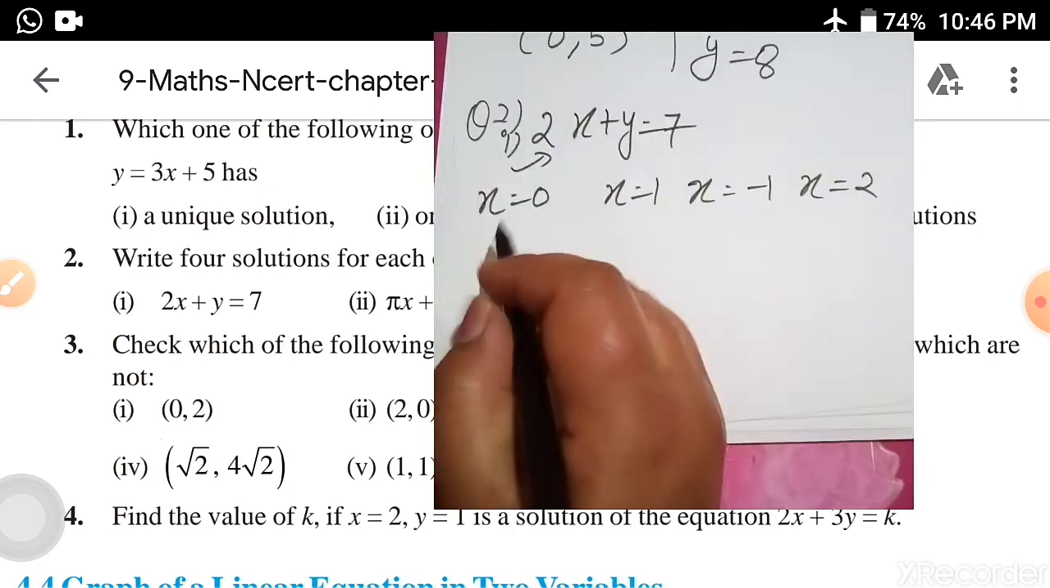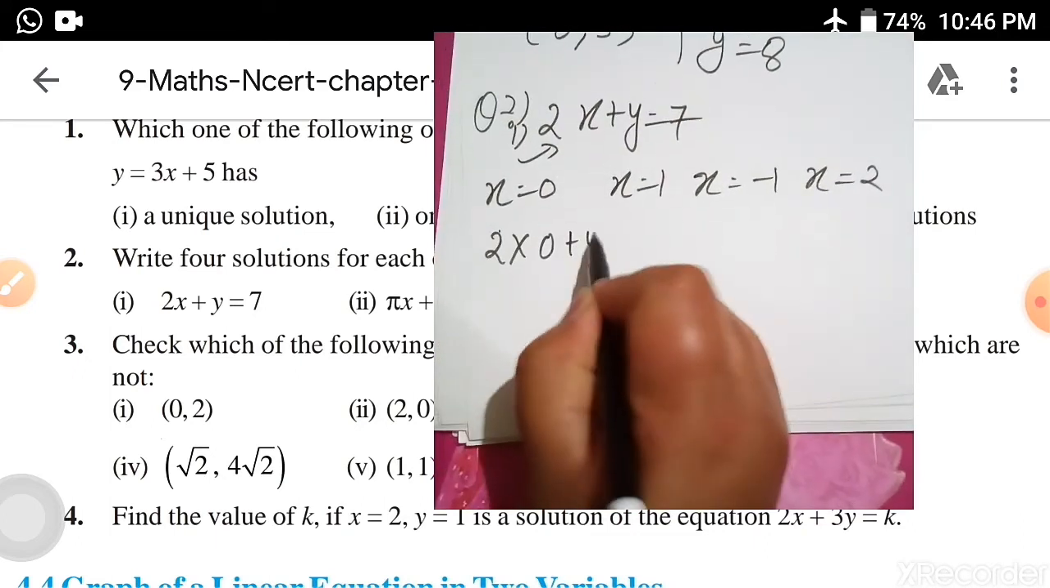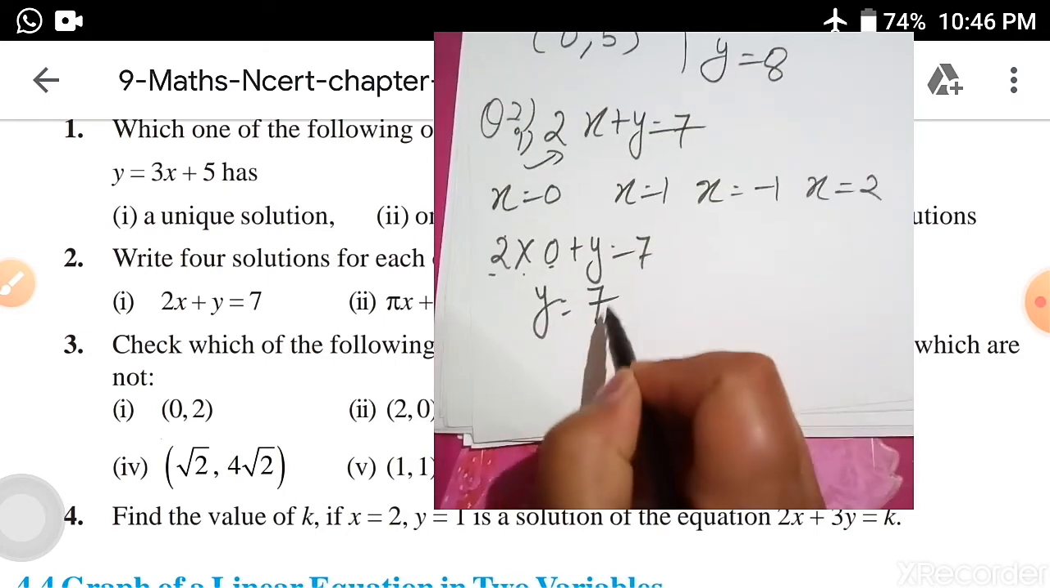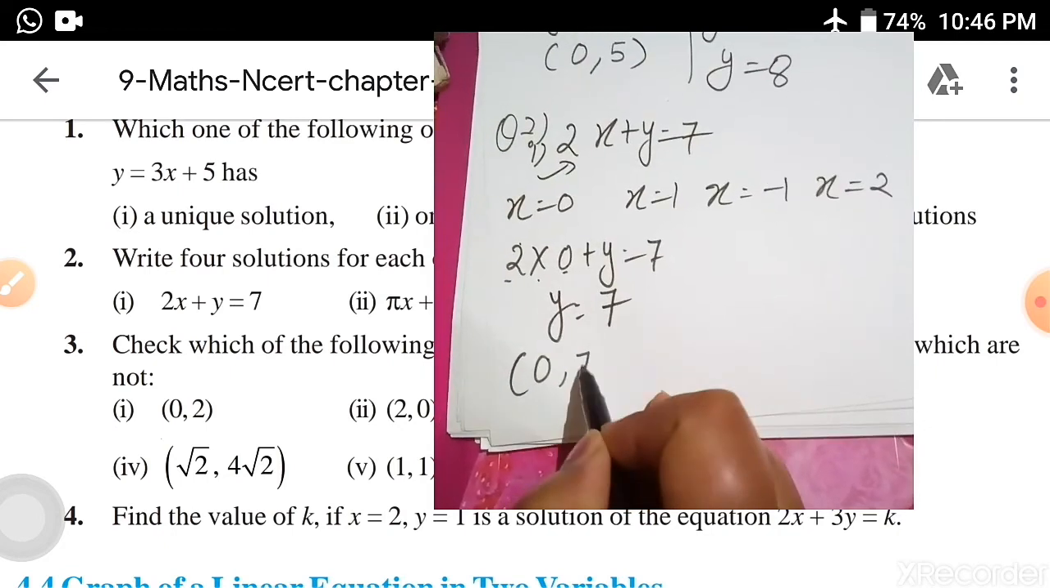So first we will put x equal to 0: 2 into 0 plus y is equal to 7. That means 2 into 0 is just 0, then y is equal to 7. You can see that for x equal to 0, we are getting y equal to 7.